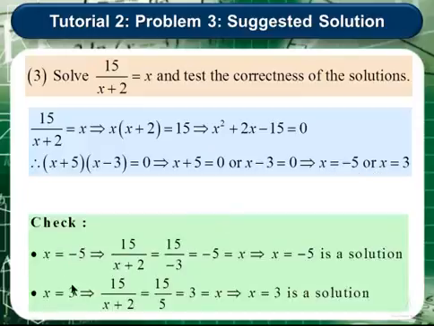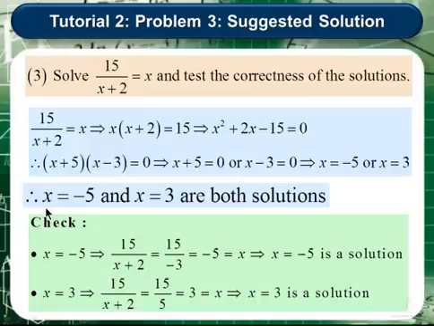Now if we substitute both of those independently into the original equation, we see that in both cases these values will satisfy the original equation. The left hand side is equal to the right hand side, and hence we can say that both x equal to minus 5 and x equal to 3 are solutions for the quadratic equation in problem 3 of tutorial 2.